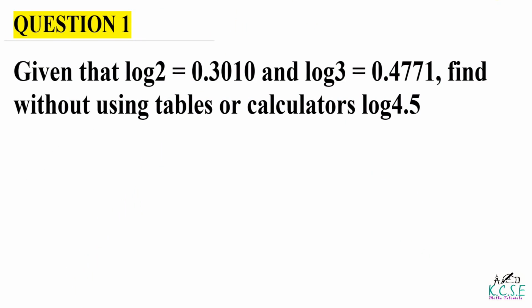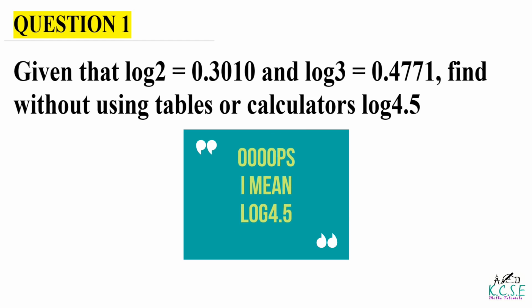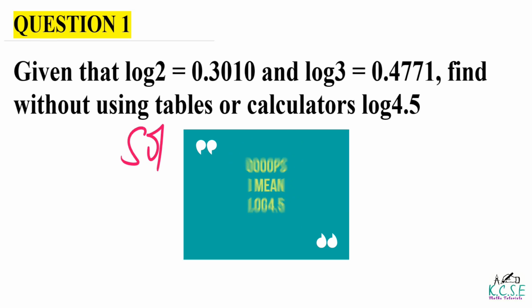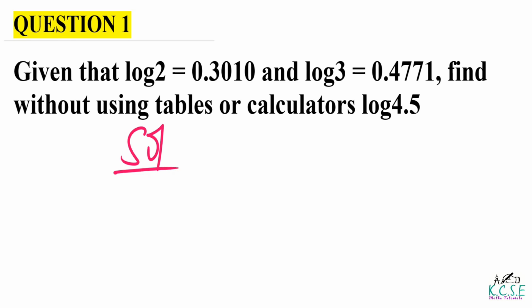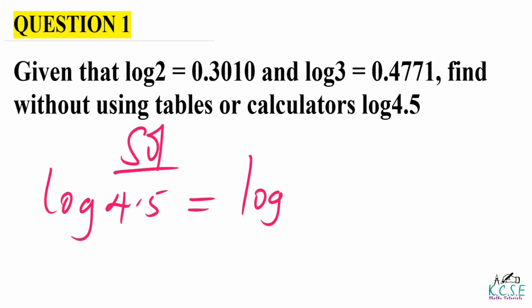Given that log 2 is equal to 0.3010 and log 3 is equal to 0.4771, find without using tables or calculators log of 4.5. So let's begin. We'll go to the solution. We can start by writing logarithm of 4.5 as logarithm of 9/2, which is the same as 4.5.